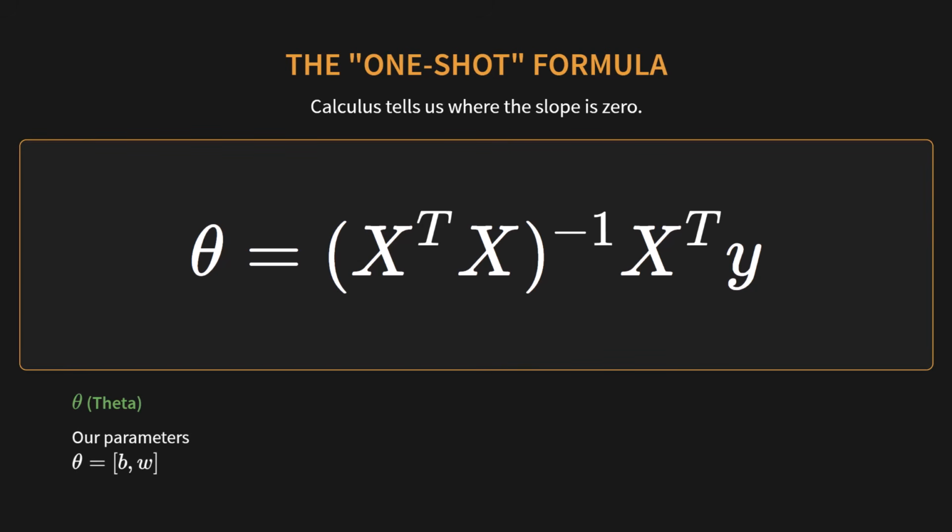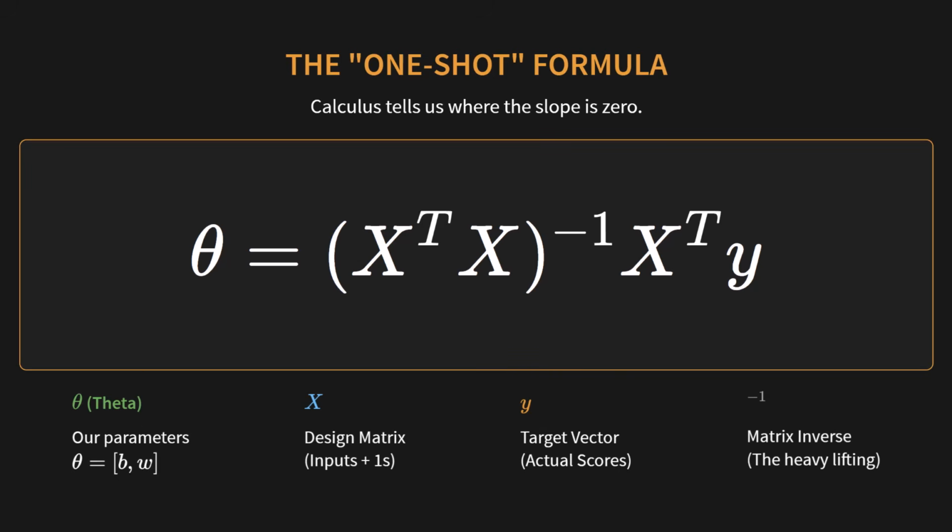The letter X is our design matrix. This is just our input data, our hours studied. With a little trick, we add an extra column of ones. More on that in a second. The letter Y is our target vector. Simple enough, that's just the actual test scores we're trying to predict. And finally, that little -1 exponent, that means matrix inverse. This is the heavy lifting. This is the core of the calculation.